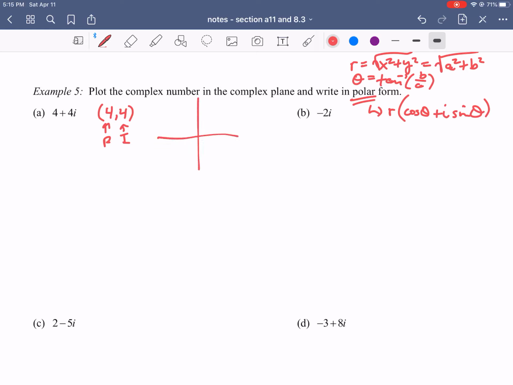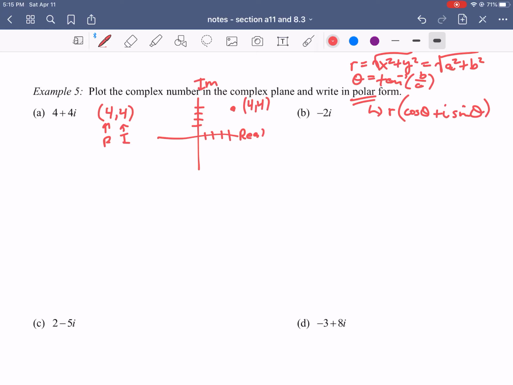And so when I go to plot this, this is the real axis, and this is the imaginary axis. Kind of like when you do the xy plane, the x is horizontal and the y is vertical. In the complex plane, the real axis is the horizontal axis, and the imaginary axis is the vertical. So if we were to come over 4 on the real axis and then go up 4 on the imaginary axis, that would be our complex point.